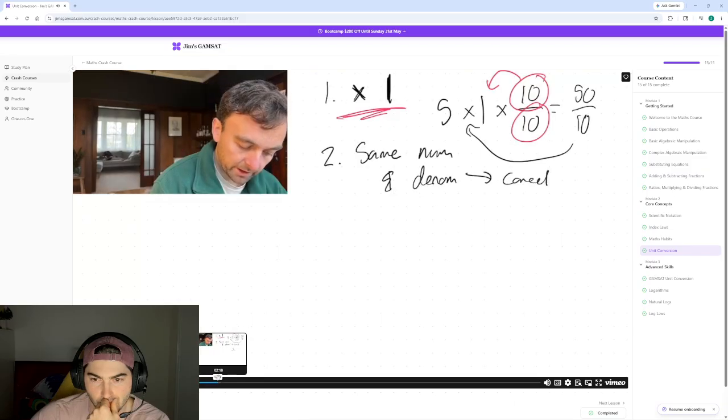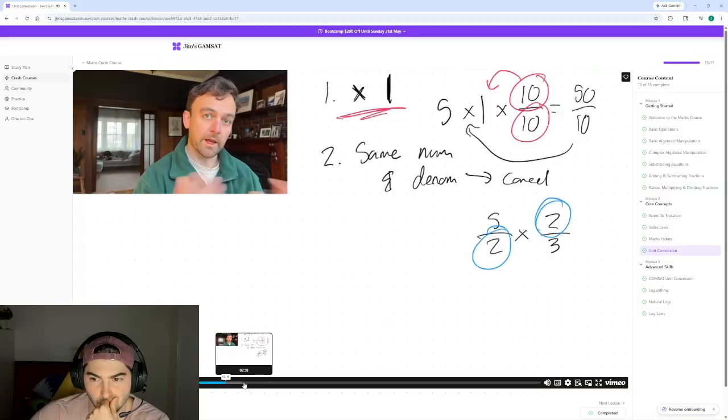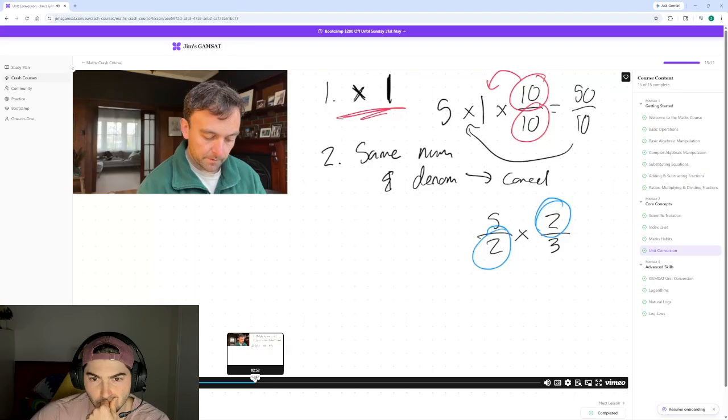This, because for example, if we had 5 over 2 times 2 over 3, right, we've got the same number in the numerator and the denominator, and they will cancel out, okay? Because if you think about it, number out.